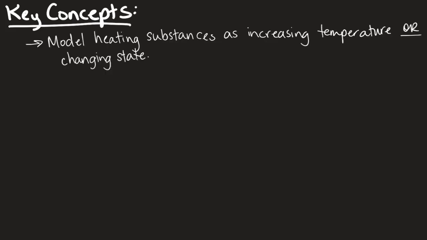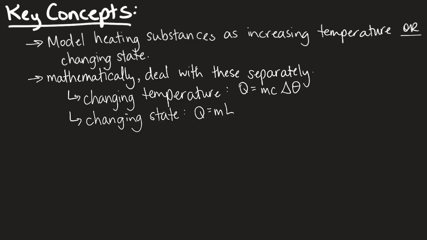Now, I realised today was essentially just a question, an example for you to do, but a lot actually comes out from this, and how you want to get this into your notes, whether it's by making annotations of your work or by creating an entirely new note, is completely up to you. Like the past few videos, we model heating substances as increasing temperature or changing state separately. Mathematically, we deal with these separately, so we can either change temperature, where we use Q equals mc delta theta, or we can change state, where we use Q equals ml.